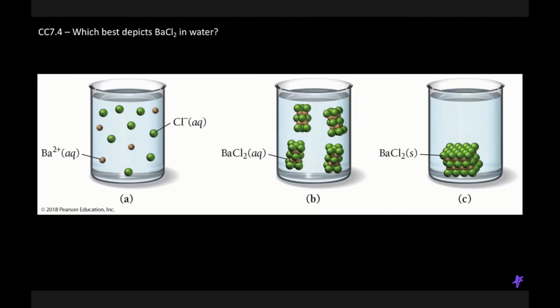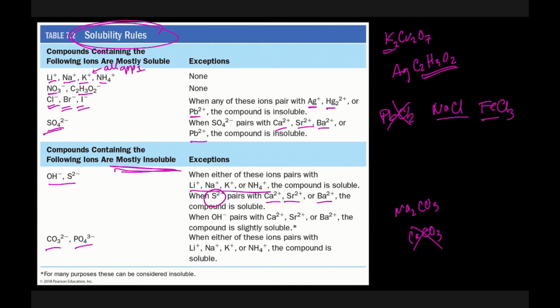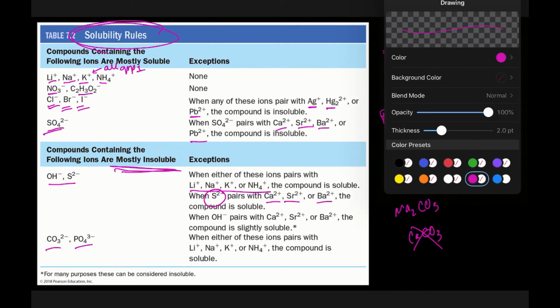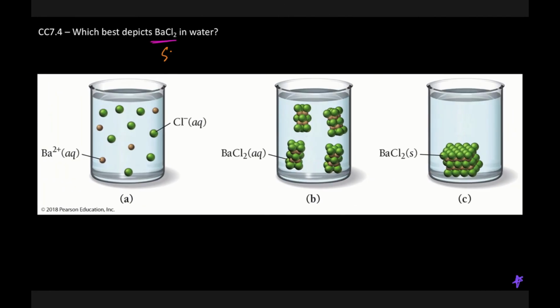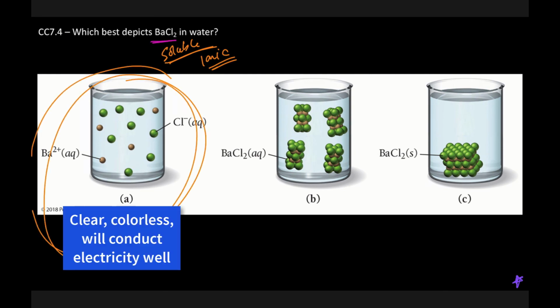Yes? All right. So then that brings us to that concept check 7.4, which best depicts barium chloride in water. Well, we would go consult our solubility rules, which say that, oh, look, chloride is soluble, and our only exceptions are those. Barium is not one of those, which means this is soluble. And it's also ionic, which means it will dissolve and dissociate into its respective ions, which makes this the proper one right here.